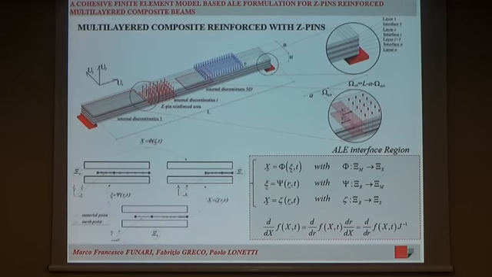So, the structural model is based on a shear deformable beam and moving mesh interface approach. As you can see on the left of the screen, there is a generic representation of a multilayered composite beam formed by N layers, ND internal discontinuities, and reinforced in an area with Z-pins. In order to evaluate the evolution of these internal discontinuities, we have implemented a formulation based on the ALE approach and cohesive zone modeling introduced only in the interface region.